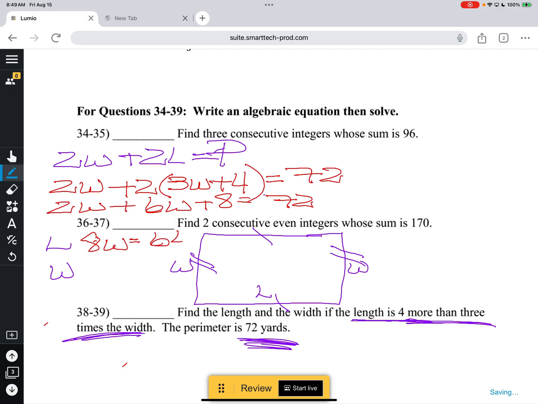So what is the width? It's going to be 8, because you're going to take 72, but you're going to subtract 8. When you move the 8 over, don't forget when you cross the equal mark, your sign changes. Started off as a positive, traveled over as a negative. So if the width is 8, then we go back and say 3W plus 4 to find the length. So what's the length? 28. You would say 3 times 8 is 24. 24 plus 4 gives us 28.